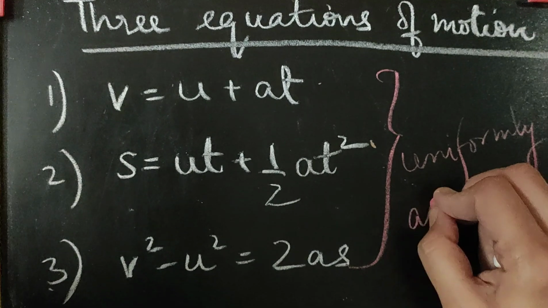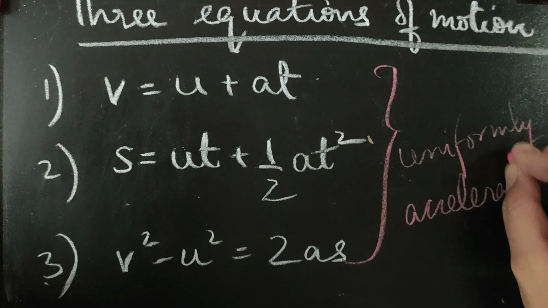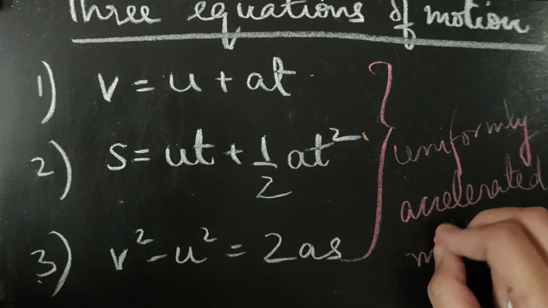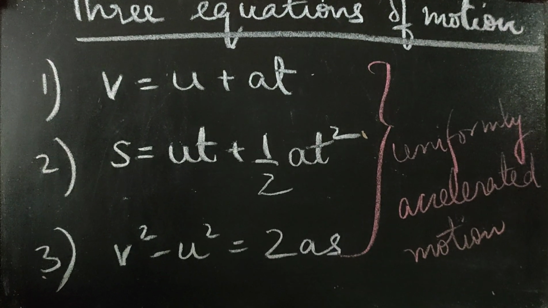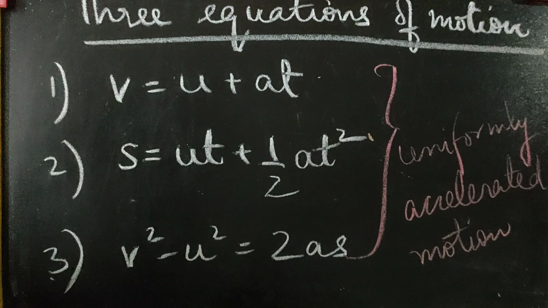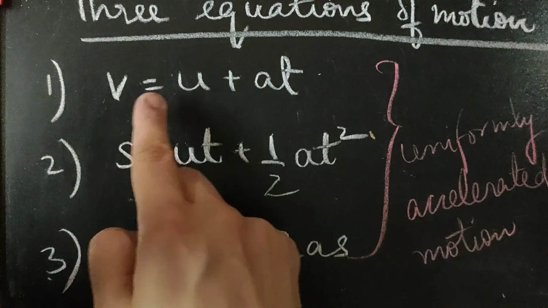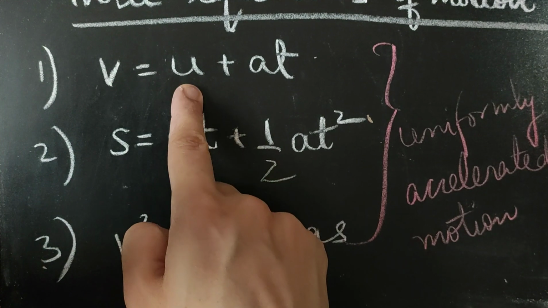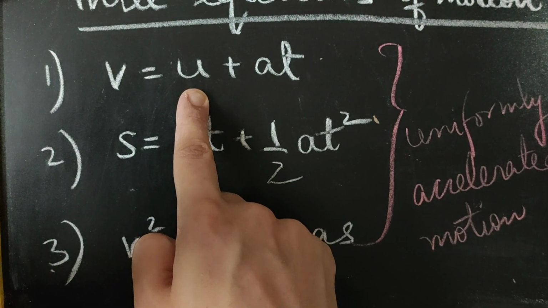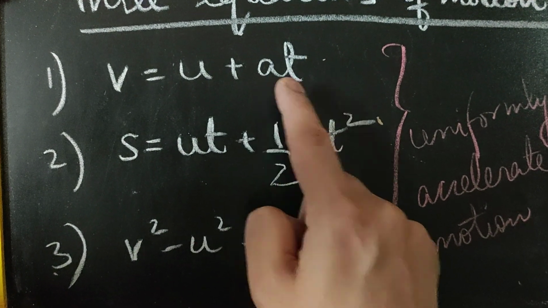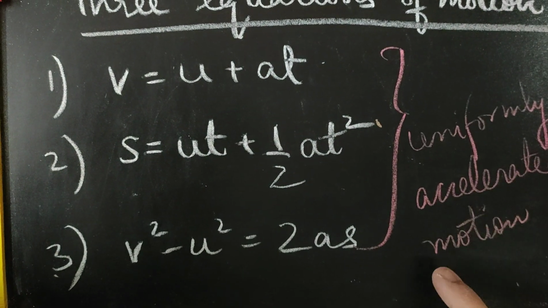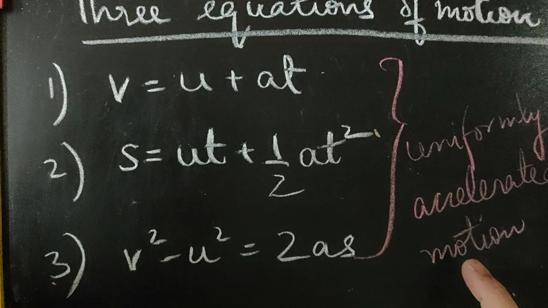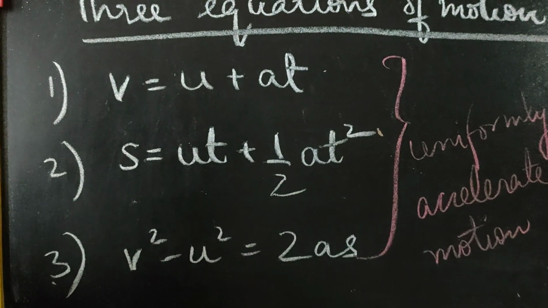Remember, when the acceleration is constant, only then we are able to use these equations. Remember, these are applicable only to uniformly accelerated motion. These three equations we have derived graphically. The symbols have their usual meaning. V here represents final velocity, u is the initial velocity of the object, a is the acceleration, which we are clearly mentioning is constant for these equations to be used, and t is the time.